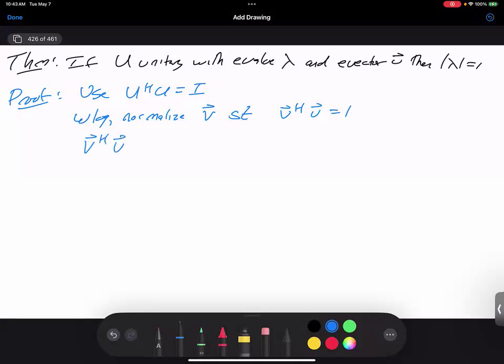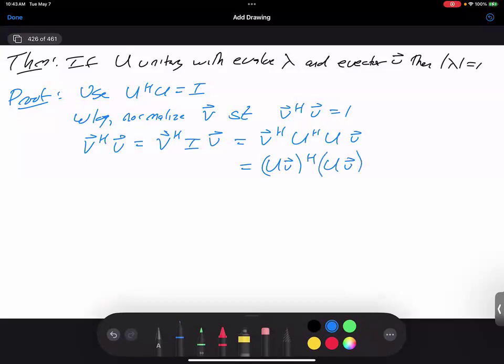V Hermitian V is the same as V Hermitian identity V. I'm just putting the identity matrix. But the identity matrix is U Hermitian U. What's the transpose of a product? The transpose of a product is the product of the transposes in the opposite order. So this is the same as UV Hermitian UV.